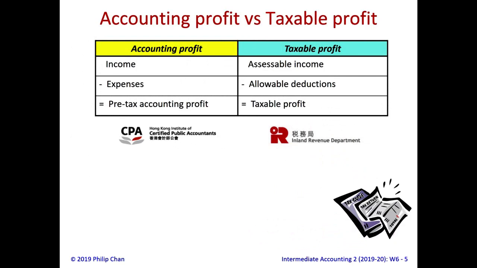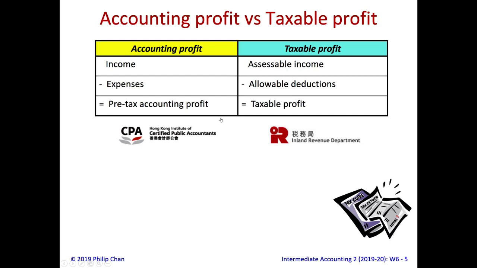On the left-hand column, we have accounting profit. By now, you should know from FA or even from IA1 that the revenue that you generated, no matter whether from the core business or your subordinate business, we call that income. So revenue, other revenue, minus all the expenses from the accounting point of view, then gives you what we call a pre-tax accounting profit, or in short, profit before tax, PBT.